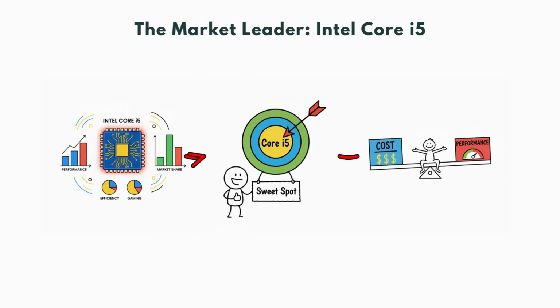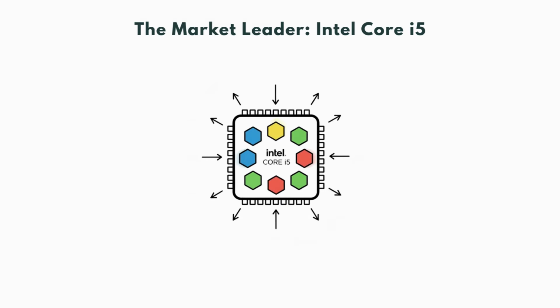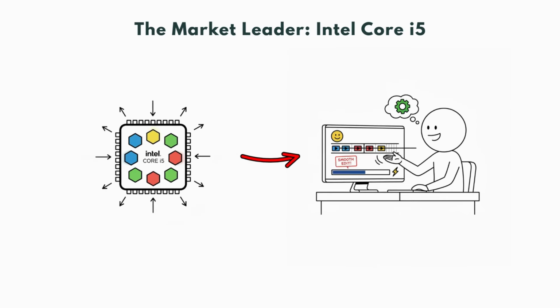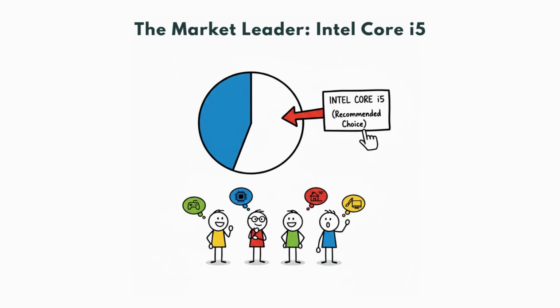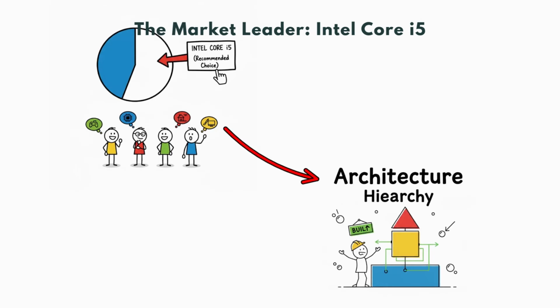The market leader, Intel Core i5. The Core i5 is the sweet spot of the semiconductor market, balancing cost and performance. With core counts ranging from 6 to 14 depending on the generation, it provides enough headroom for video editing, programming, and high refresh rate gaming. This is the default recommendation for 80% of PC users.